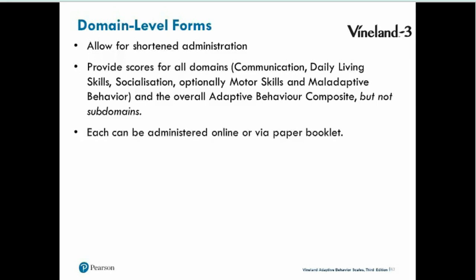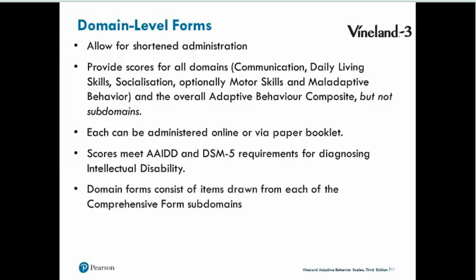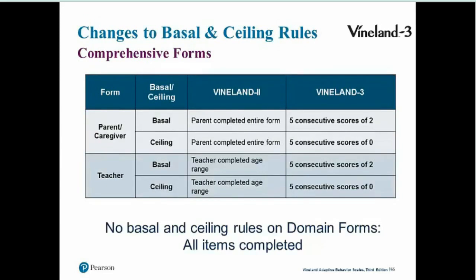The short forms can be administered online or paper, and the results that you get are sufficient to meet AAIDD and DSM-5 requirements for diagnosing intellectual disability. The domain forms consist of items that are drawn from the longer comprehensive forms. And as I mentioned earlier, there's no basal and ceiling rules on the domain level forms. Every item is administered. On the domain level forms, all items are completed, but on the comprehensive forms, there are basal and ceiling rules.